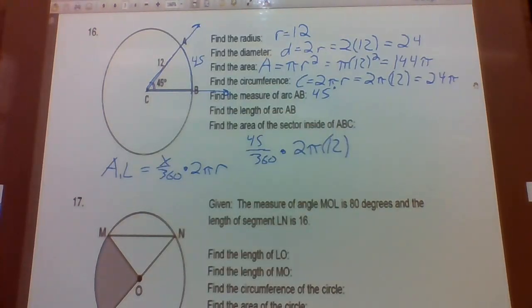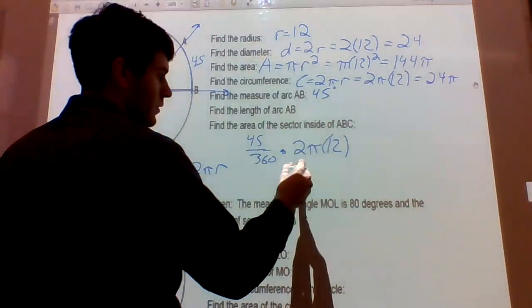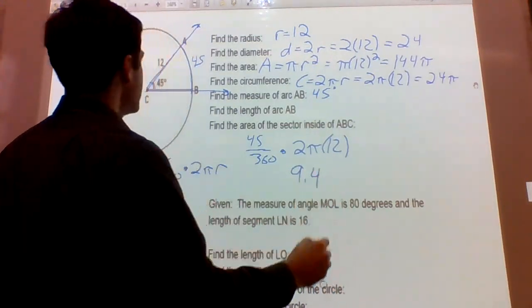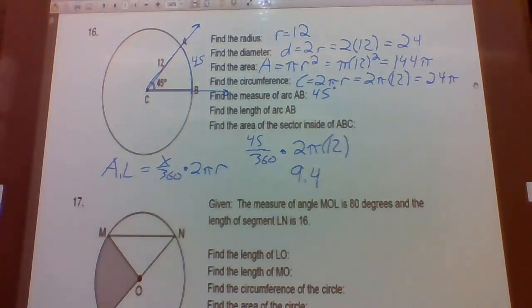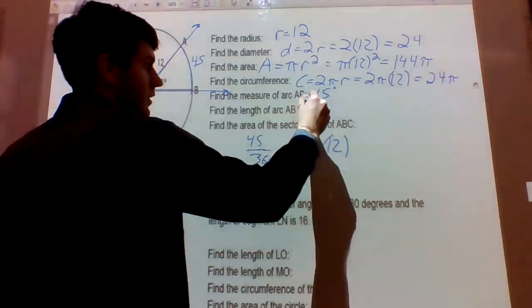Put that all together. 45 over 360, that's really 1/8, but we can put this all in here. 45 times 2 times 12 times pi divided by 360. It's going to be 9.4. So the length of arc AB is 9.4.